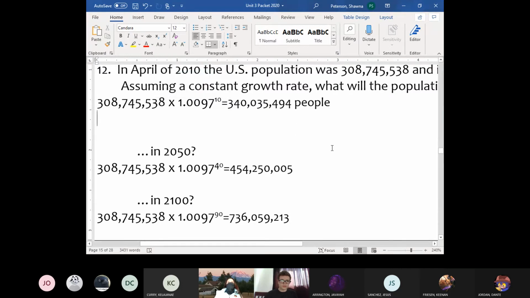All right, so that's all it is. It's an easy equation. I think the only tricky part is if it's growing, it's got to be 1 point something. If it's negative, let's say it was one of those countries with a negative growth rate, it would be 0.99 whatever that is, okay? So do keep that in mind.